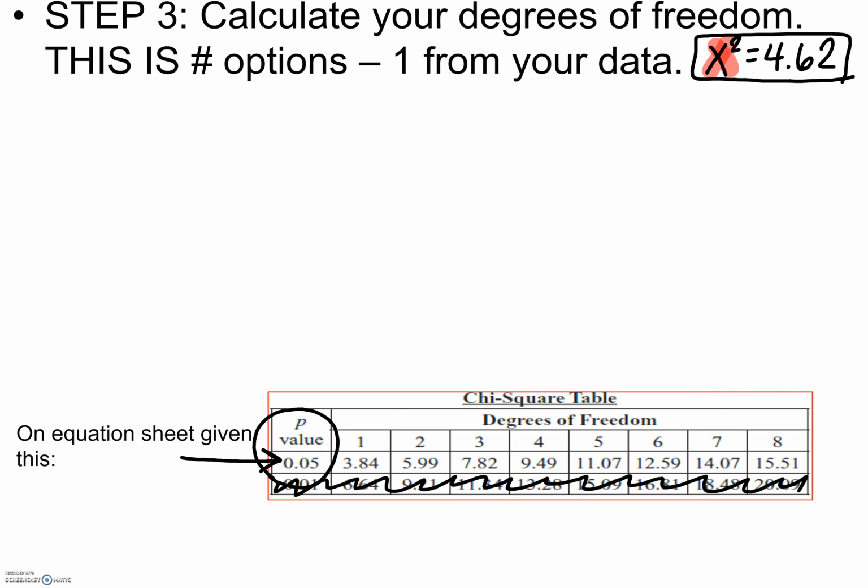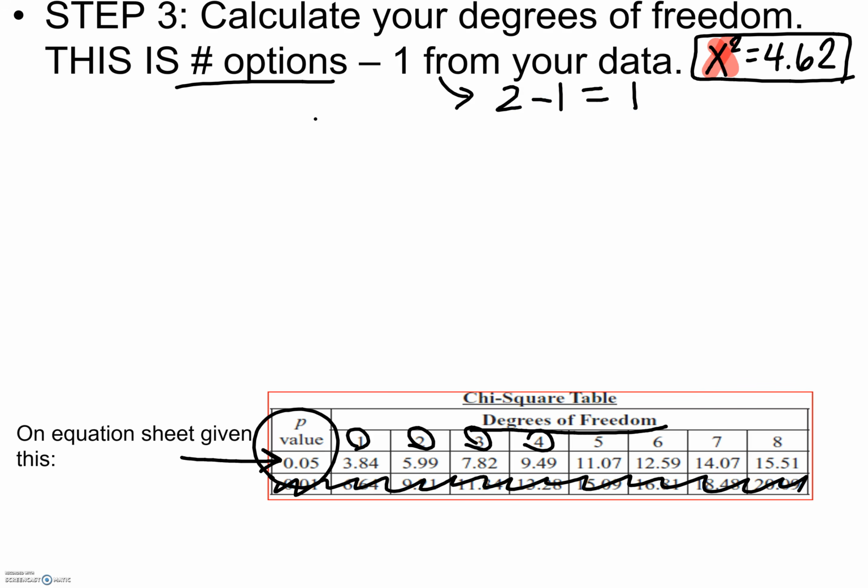Now the next thing you need to do: you see how this says degrees of freedom, and there are numbers here. You're going to determine which column we need to look at, and it's going to be the number of options from the original experiment minus 1. If you remember our original experiment, there were 2 options. There was cheese and bread. So our degrees of freedom for this experiment is 2 minus 1, which is equal to 1.